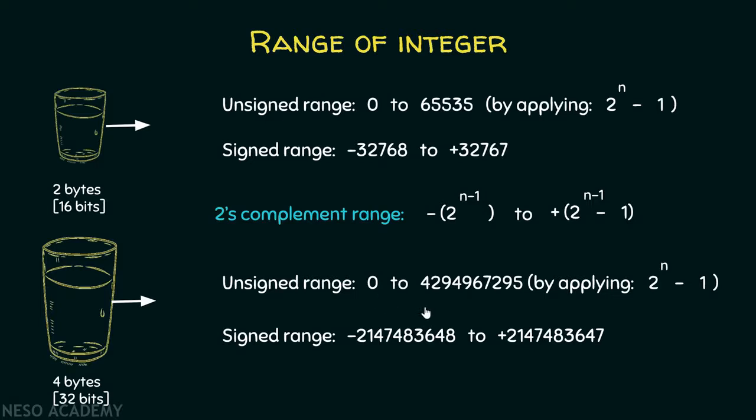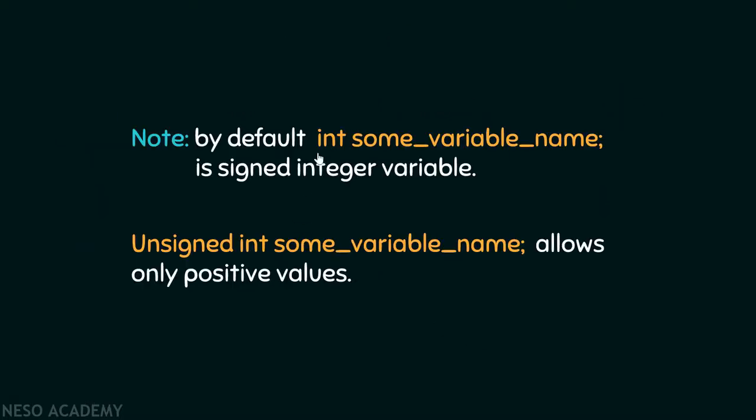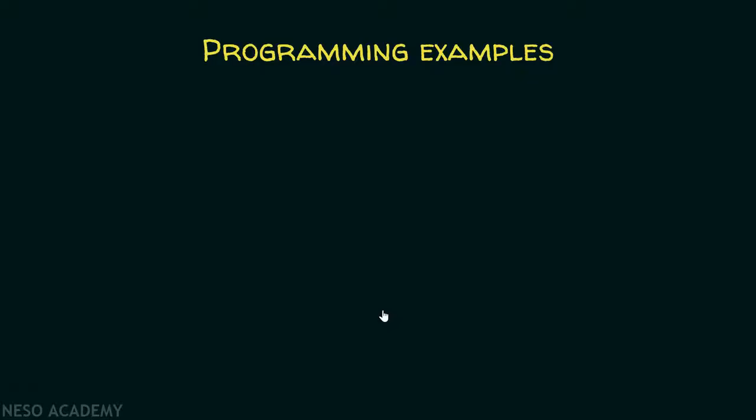Apart from this, there is one more important point that we need to note. When you declare an integer variable, it is by default a signed integer variable. By putting the unsigned modifier in front of integer, it allows only positive values to be assigned to it. Let's see what happens when we use these modifiers in front of integer data type. I'm going to provide 4 programming examples that will print the range of integers when we apply different modifiers in front of integer data type.